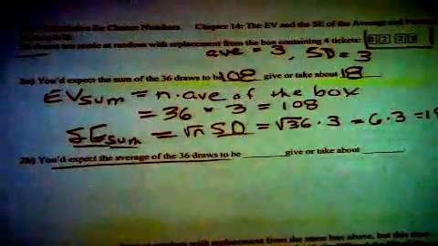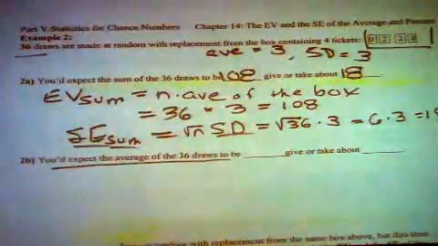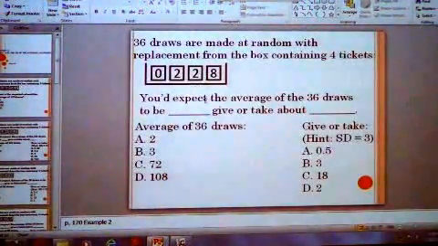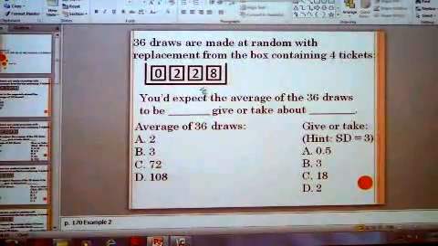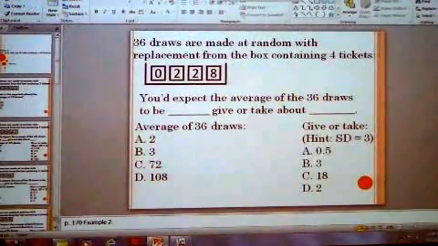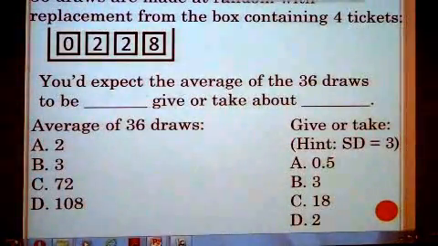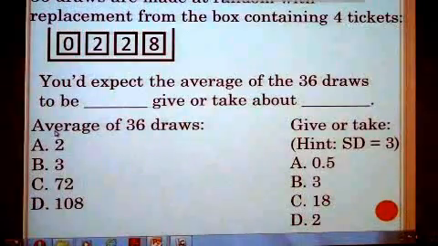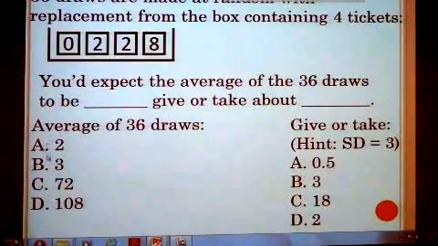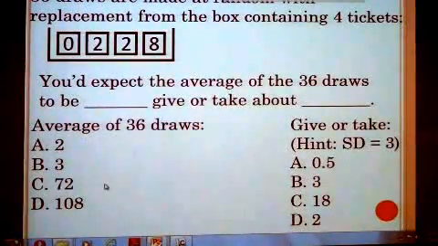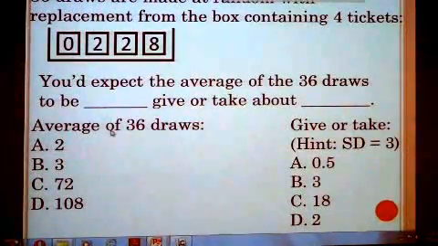So let's do that one as an iClicker, just because I want to give you points for being here. So let's go to the iClicker here, and I'm just going to do this one quickly. Where do I make this bigger? Is this where I do it? Yeah. Okay, so let's start it, and you're going to answer this one first. You'd expect the average of the 36 draws to be what? The average of the box is 3. So you'd expect the average of the 36 draws to be, it's not hard.